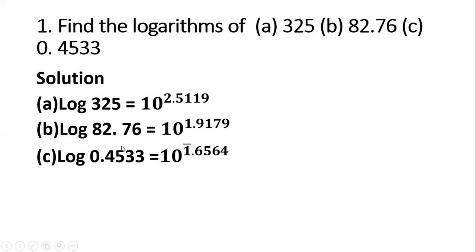C, logarithm of 0.4533. That's a number less than one, so it falls after the decimal point, and the first place is tenths. The most important number here is 4, so that's 4/10, which is 10 raised to the power minus 1. We call it bar 1. That's why we have this as 10 raised to the power bar 1 point something. Checking the decimal fraction from the four-figure table, 45 under 3 with a difference of 3 will be 0.6564. So bringing it together, logarithm of 0.4533 will give us 10 raised to the power bar 1.6564.